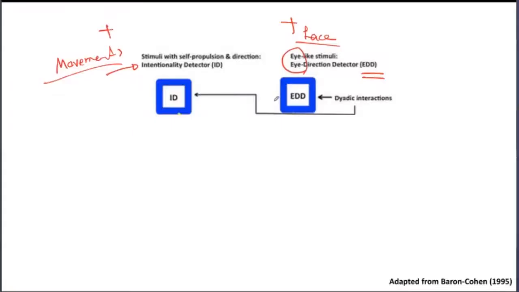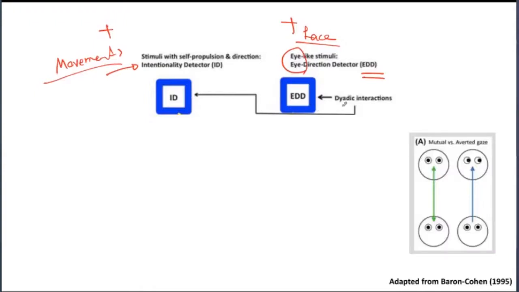And then after intentionality detection and eye direction detection, we have the process that we call dyadic interaction. By dyadic interaction, we mean, as you can see here, when two people have their gaze in the same direction. This is one level of dyadic interaction, and that's exactly what we do when we have eye contact with others.